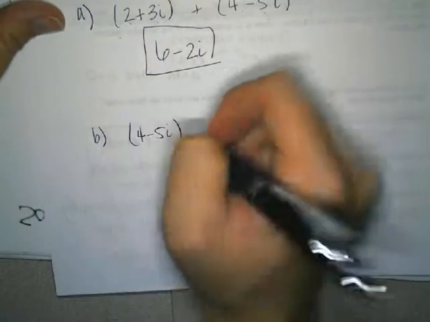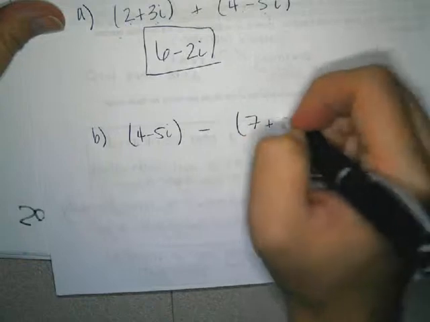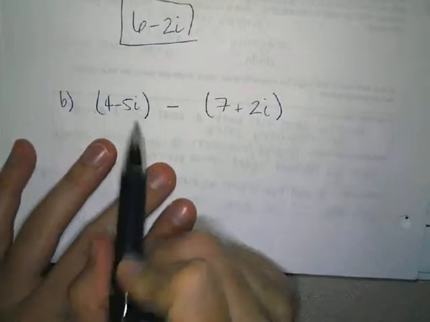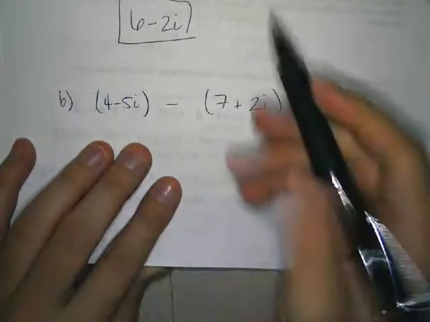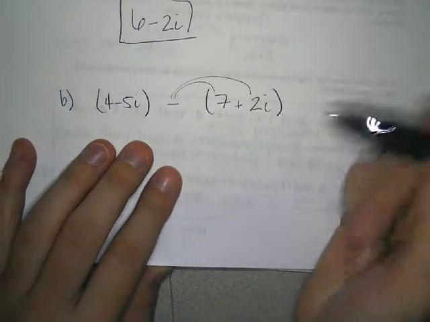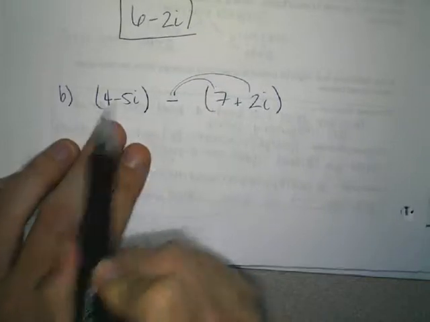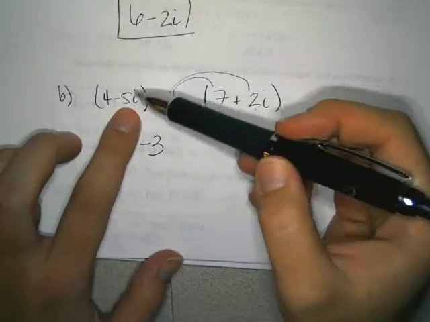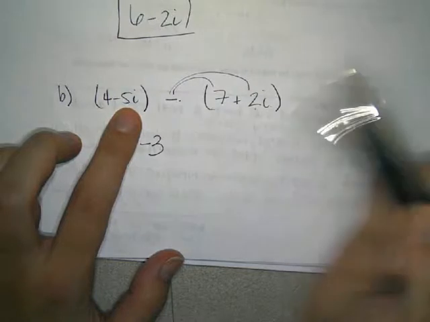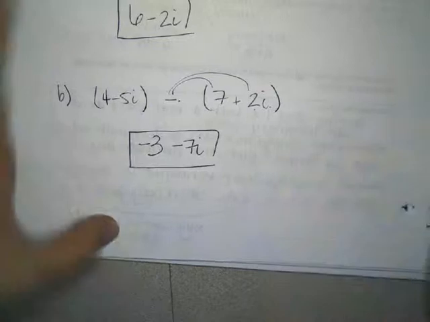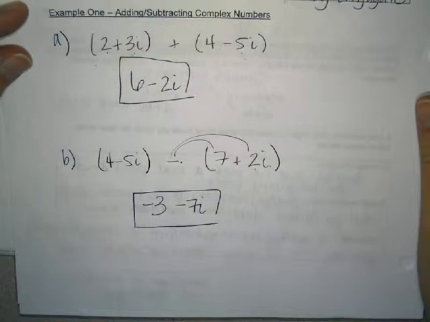If we were to look at 4 minus 5i and subtract 7 plus 2i, let's say. Again, you're going to subtract like terms. So you have to be careful here. If you want to, you can distribute this negative through before you add like terms. But remember, or keep in mind that you're subtracting this number and you're subtracting that number. So 4 minus 7, those are my like terms, gives me negative 3. And then negative 5i minus 2i gives me negative 7i. And you're done. Okay, so pretty straightforward, nothing fancy. Just add and subtract like terms.